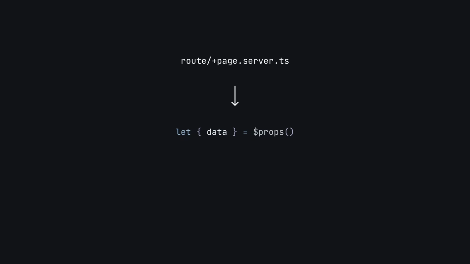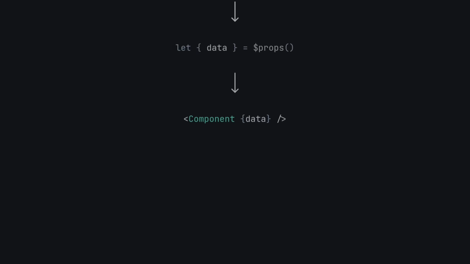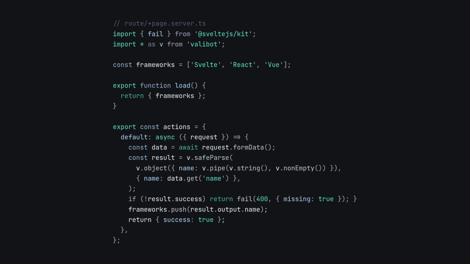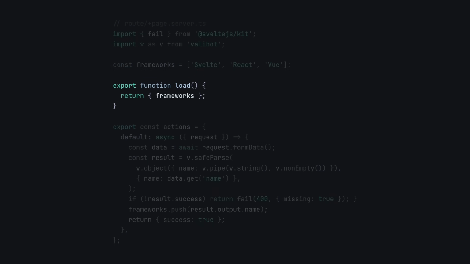But here is the tricky part. Now we have to pass this data to a component. And this component might not even care about this data, but its children might. And this can be tedious, so we reach for solutions like context. So in this example, where we're using a load function on the server, we're going to return these frameworks.